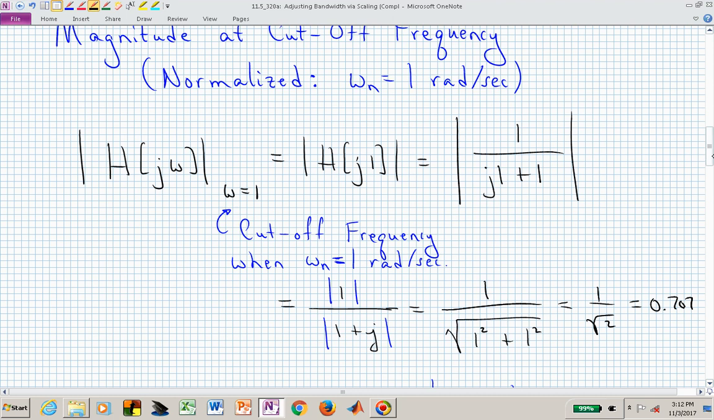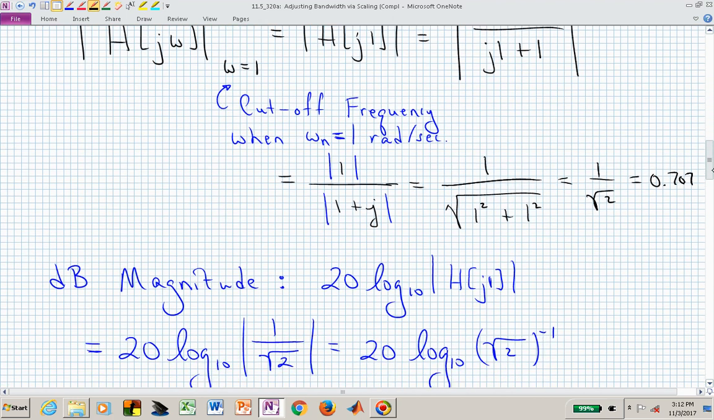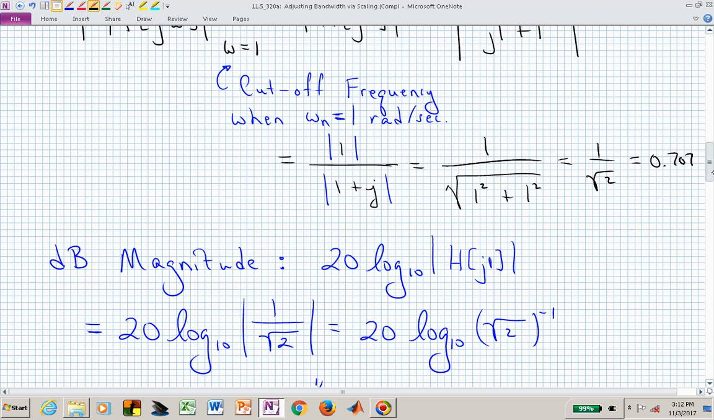That's the magnitude of our normalized low-pass filter at the cutoff frequency. Let's convert that absolute number, this 0.707 or 1 over the square root of 2, into a dB value. We can find the dB by taking 20 log of that magnitude, which is the magnitude of H of j1. We computed that to be 1 over the square root of 2, and now let's manipulate the argument of this logarithm. First, 1 over the square root of 2 is the same as the square root of 2 raised to the minus 1 power.